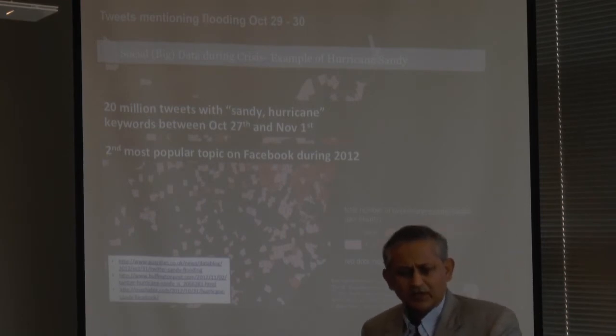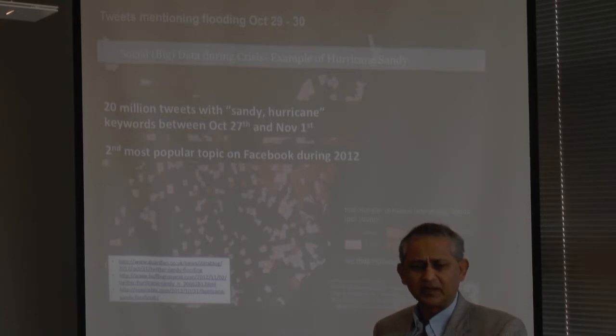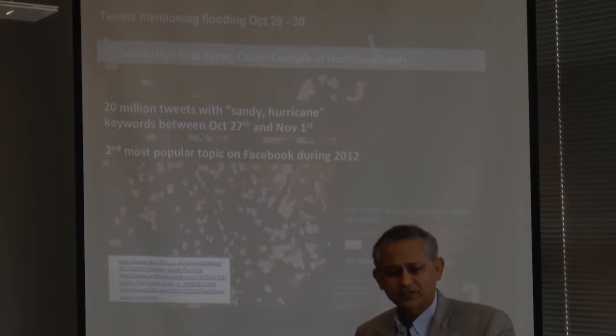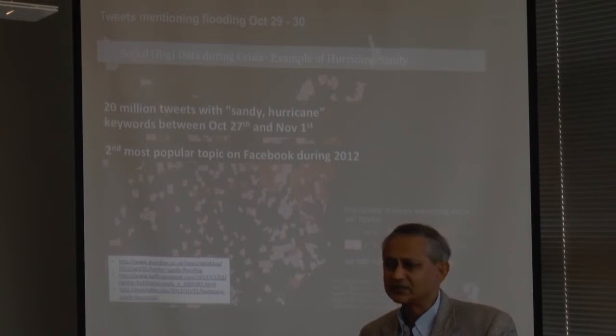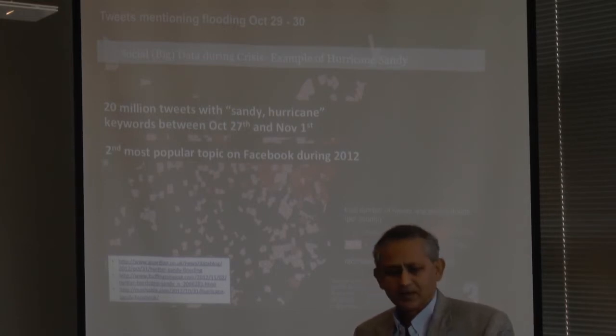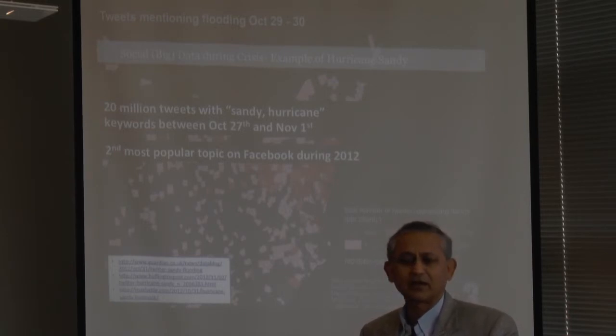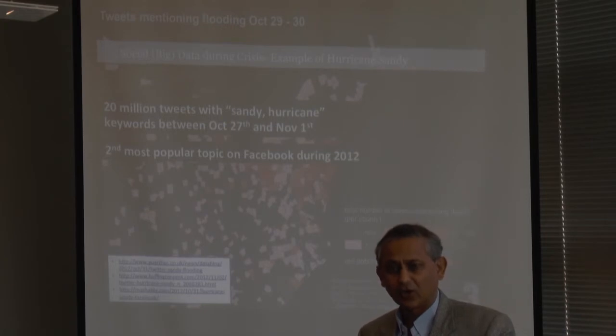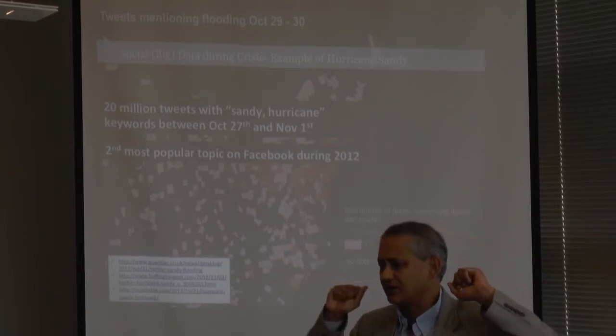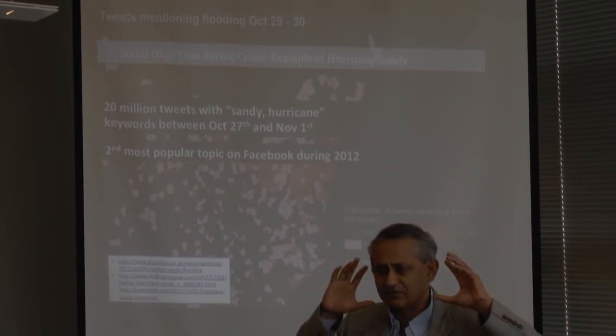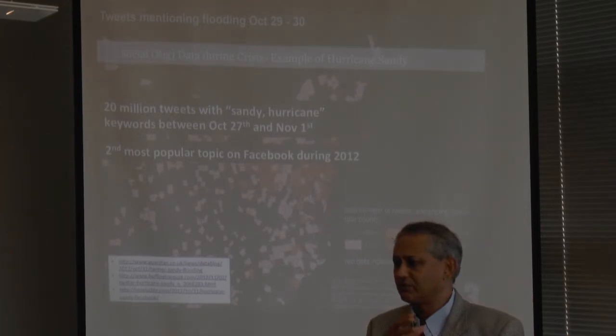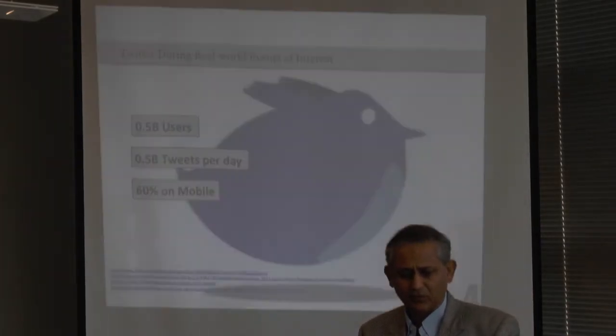So let's look at the context of big data, particularly social data, during Hurricane Sandy. During the first week, there were 20 million tweets with Hurricane Sandy as keywords. Our own system captured 4.9 million of those. And even though that occurred only in late October, November, on Facebook it was the second most popular event or topic throughout the year of 2012. So that tells you the big aspect of this. It also tells you the velocity aspect of things, that suddenly a big amount of data streams through and that you could potentially utilize it.